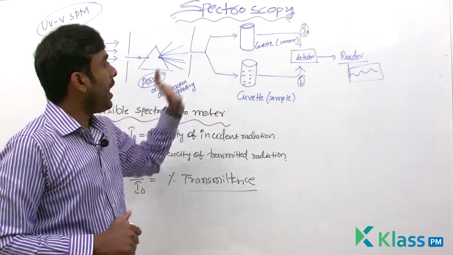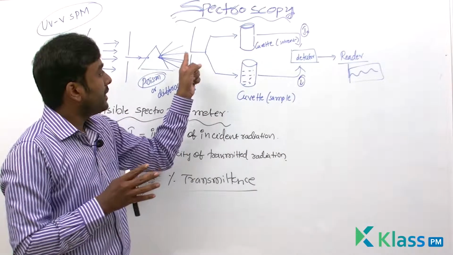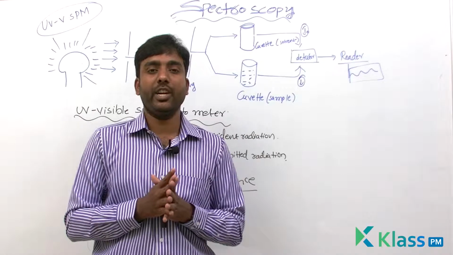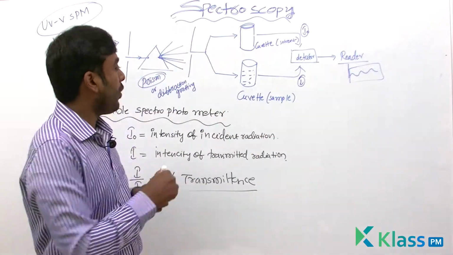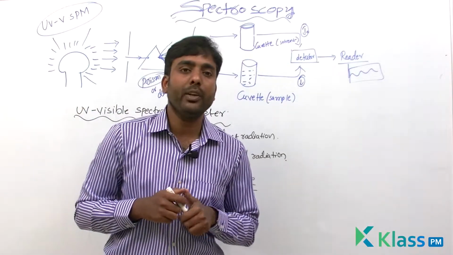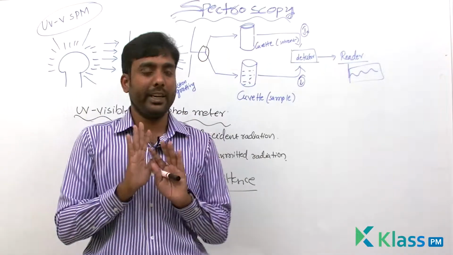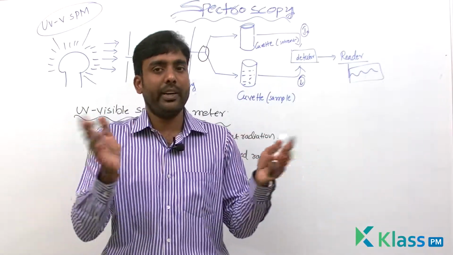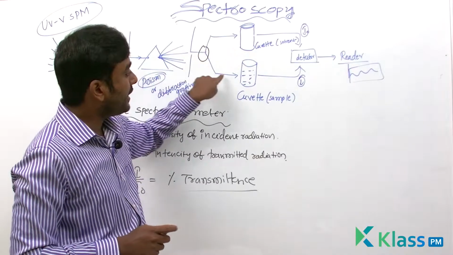And there is a half mirror device. It splits the selected beam of light, the monochromatic radiation, into two parts. This half mirror device splits the monochromatic radiation into equal intensity. The intensity will not change, it just splits into two different radiations. The same monochromatic radiation is sent in this way and in another way.